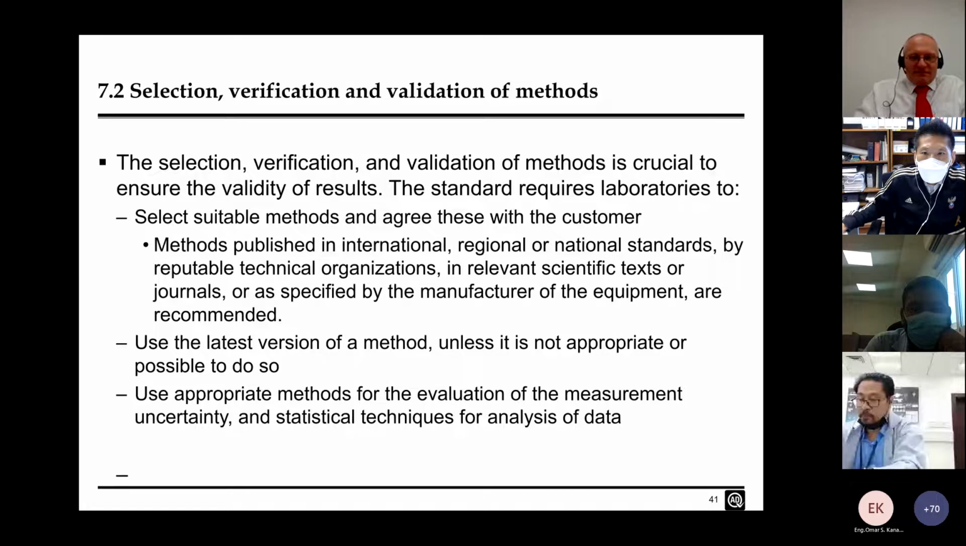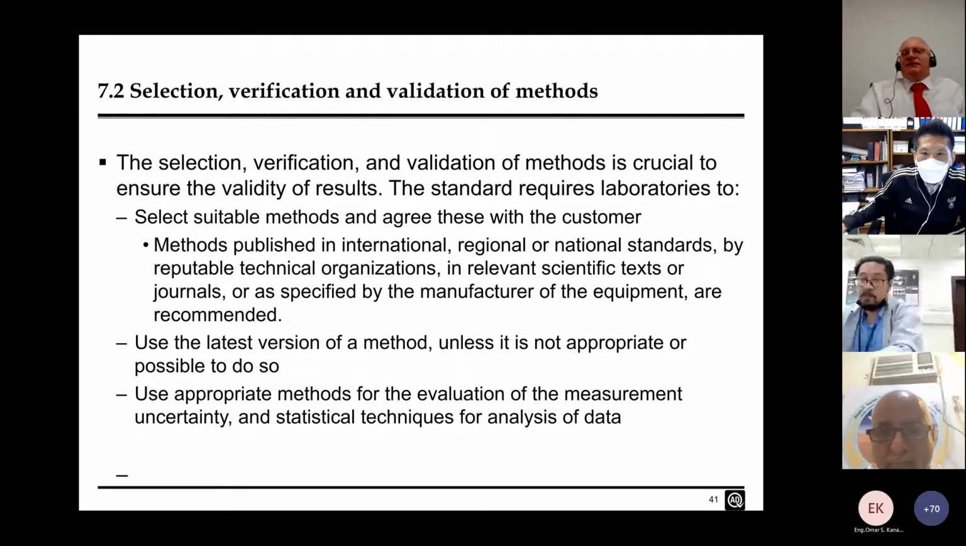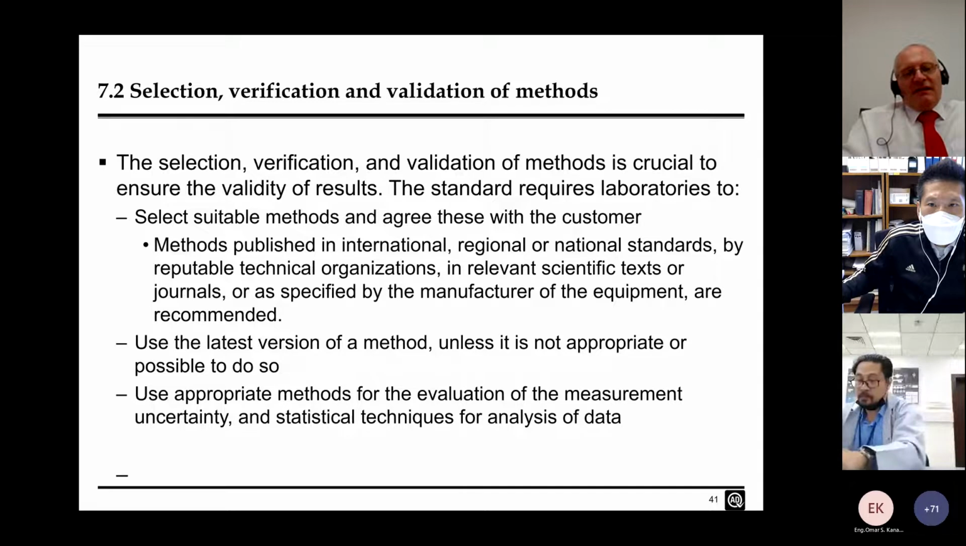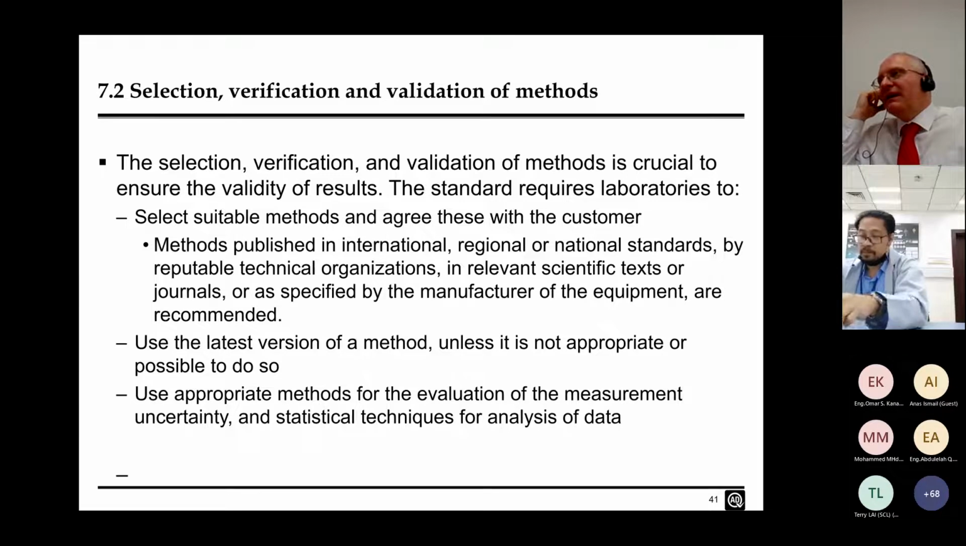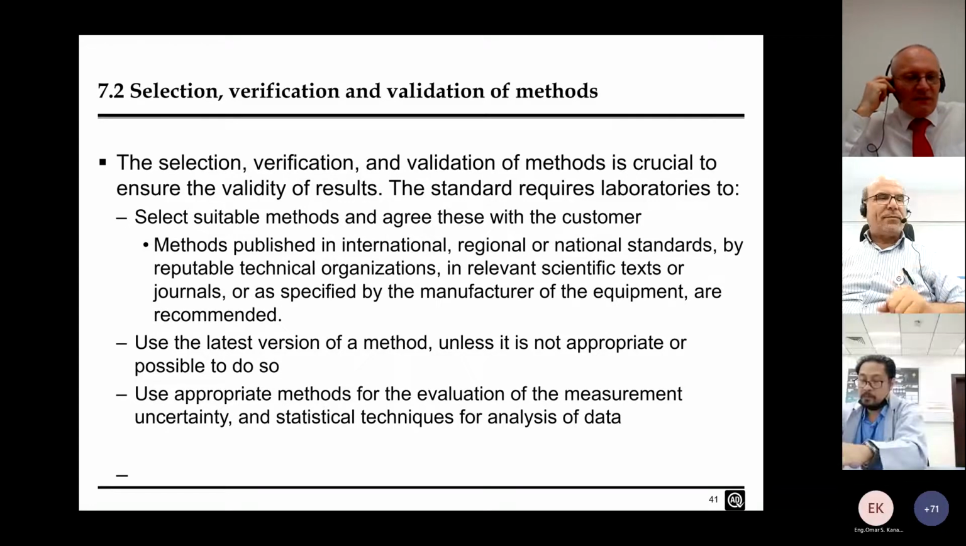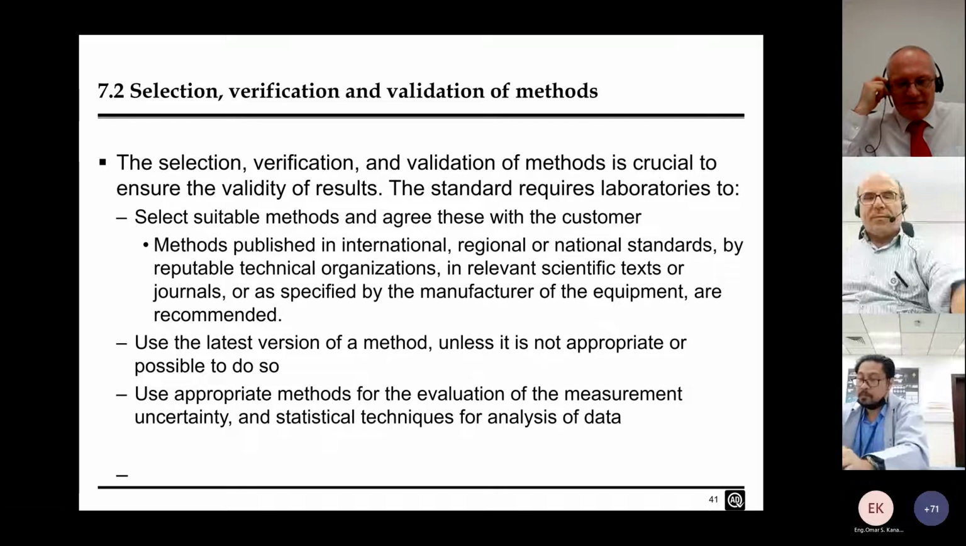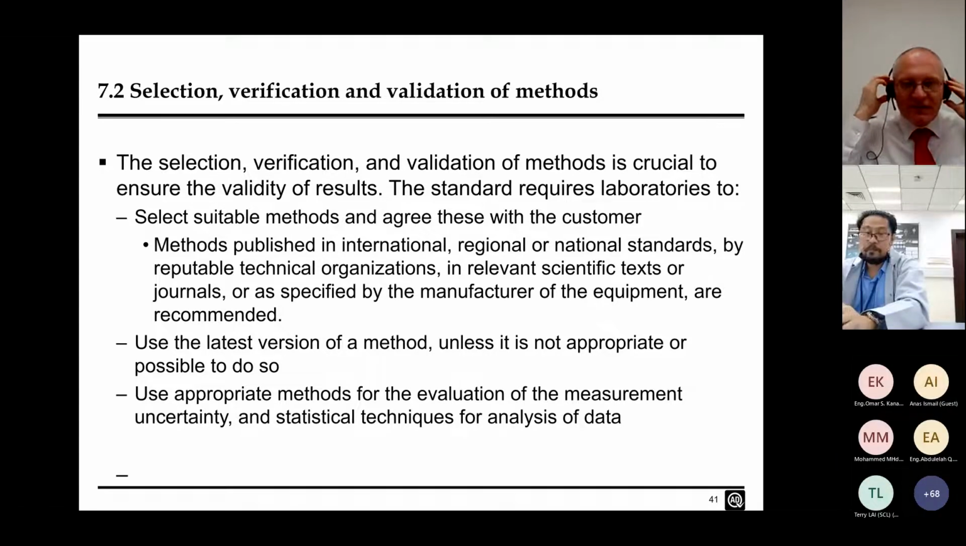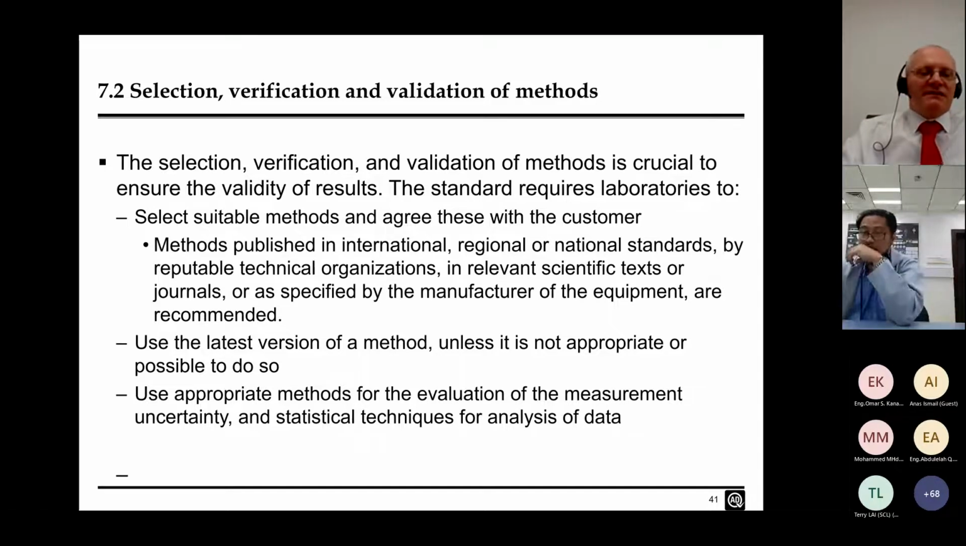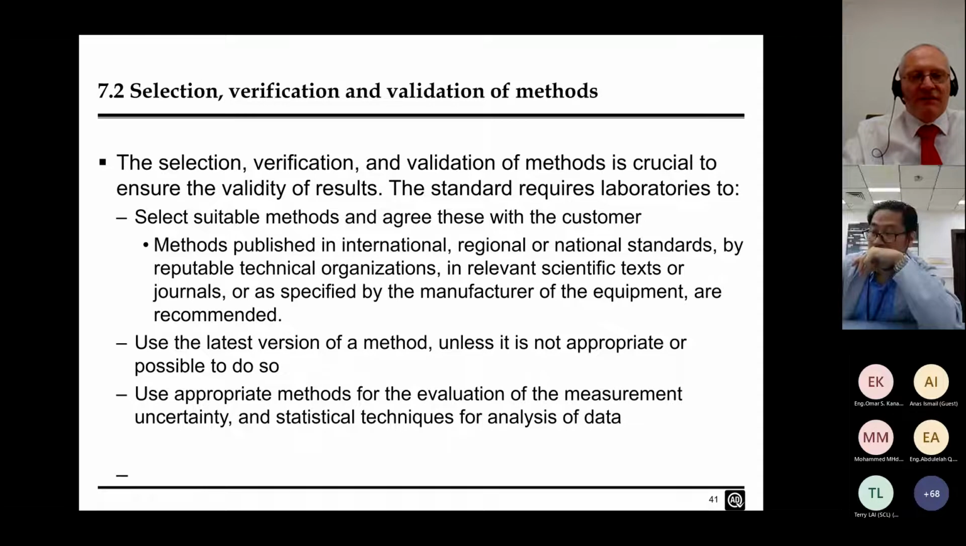Right, so methods, the procedures we use. I've never quite understood why ISO 17025, since the very beginning, has always referred to methods, when the calibration and testing community have always referred to procedures. I don't know why, but it says this. The selection, verification, and validation of methods is crucial to ensure the validity of results. Absolutely. You have to be doing the right measurements, and you need to prove that you can do them and that they're achieving the right results.